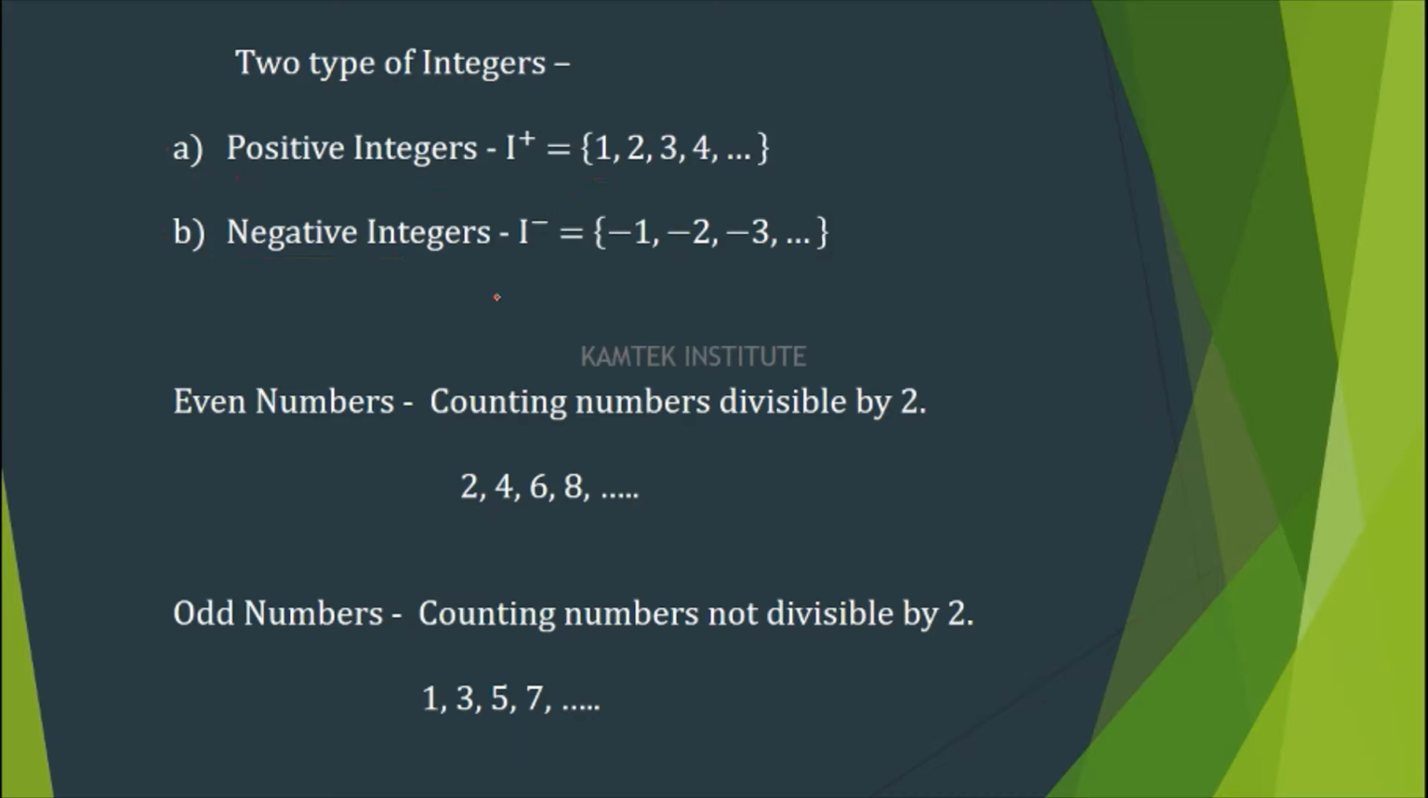Okay? Then we come to even numbers. All counting numbers which are divisible by 2 are known as even numbers, like 2, 4, 6, 8, etc. Or we can even say that if a number has 0, 2, 4, 6, 8 in the unit place, then it is called an even number. Okay? Then we have the odd numbers. All counting numbers which are not divisible by 2 or which have 1, 3, 5, 7 or 9 in the unit place are known as odd numbers. I hope it is clear to you all.